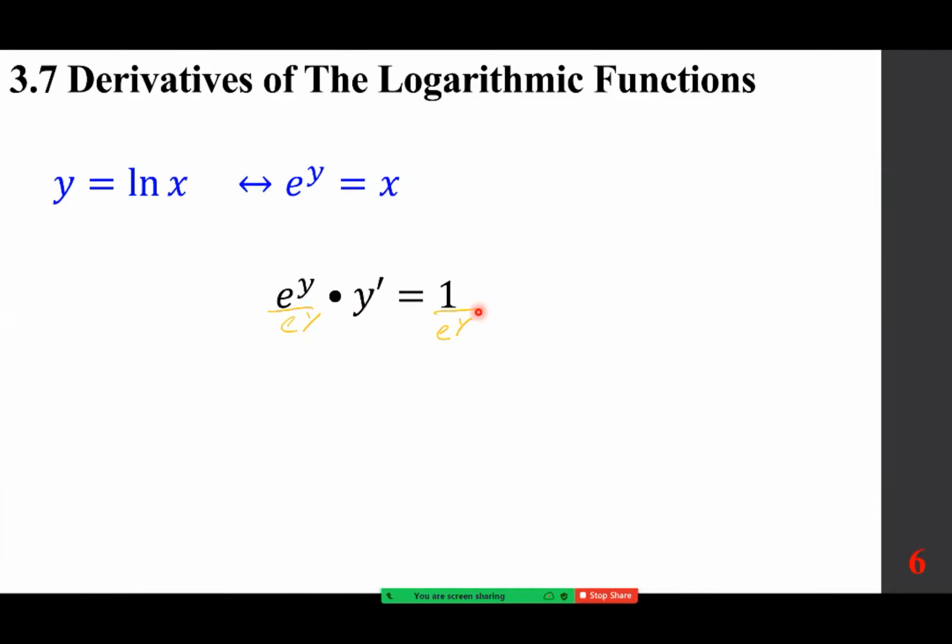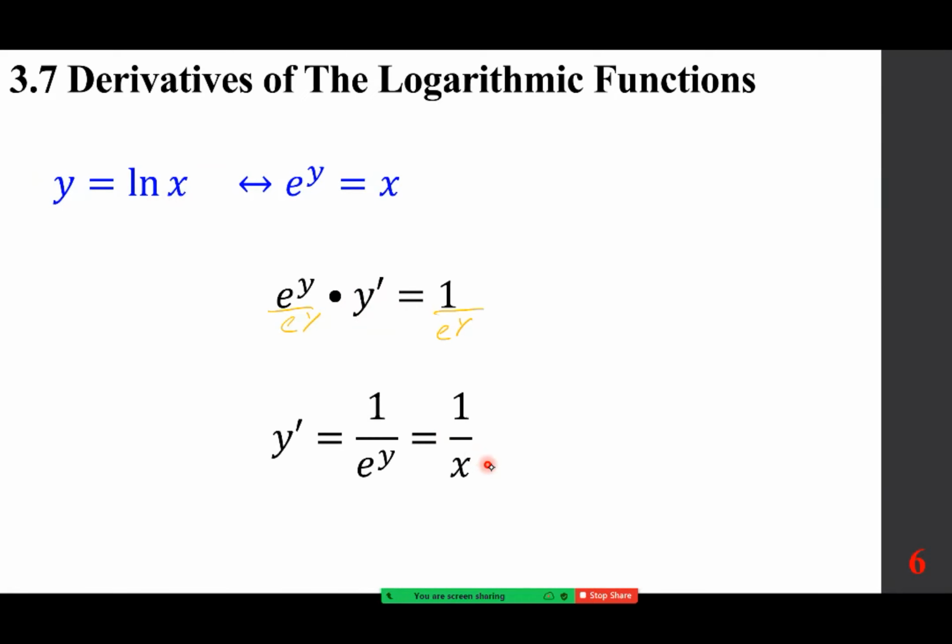And e to the power of y is x, so y prime is 1/x. Which means, in order to get to the derivative of ln x, all you have to do is look at the argument and write its reciprocal.